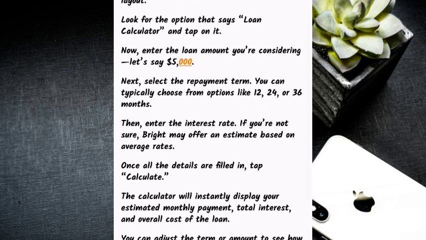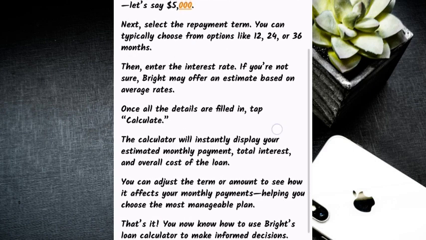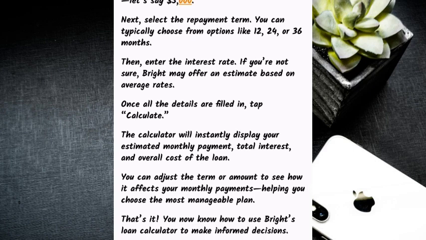Once all the details are filled in, tap Calculate. The calculator will instantly display your estimated monthly payments, the total interest, and the overall cost of the loan. You can adjust the terms or amount to see how it affects your monthly payments, helping you to choose the most manageable plan. And that's it.